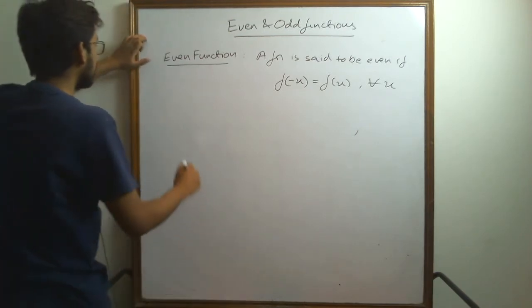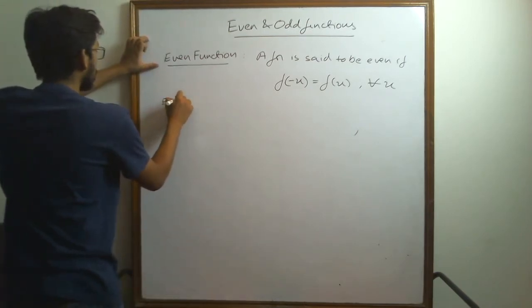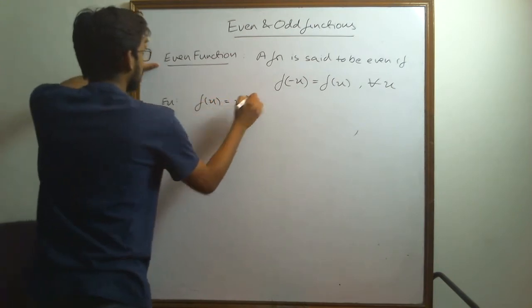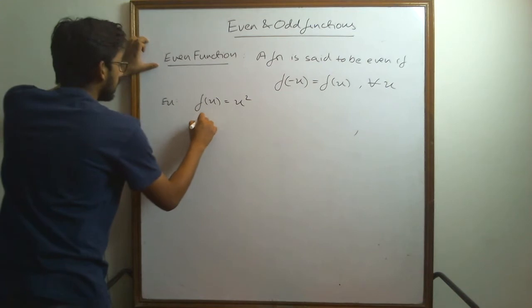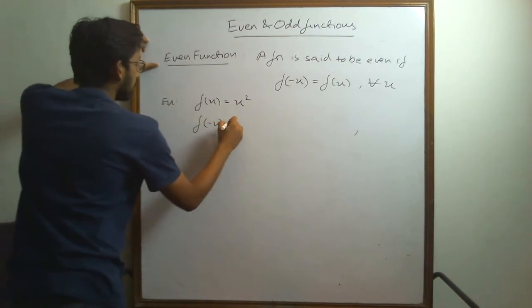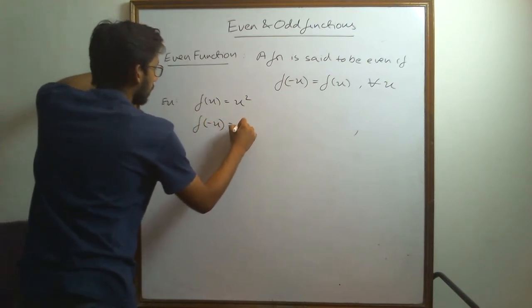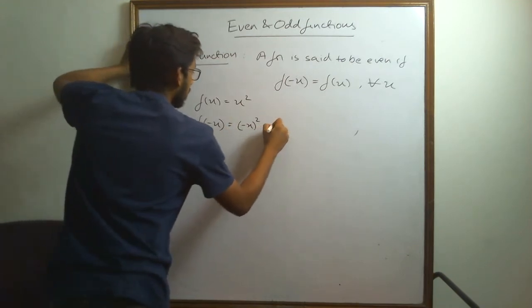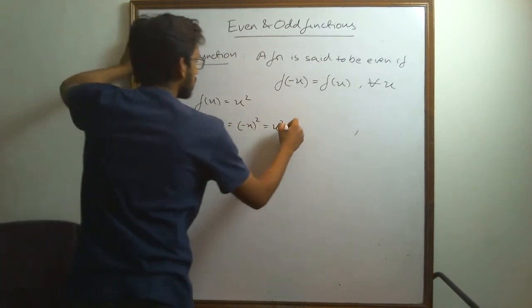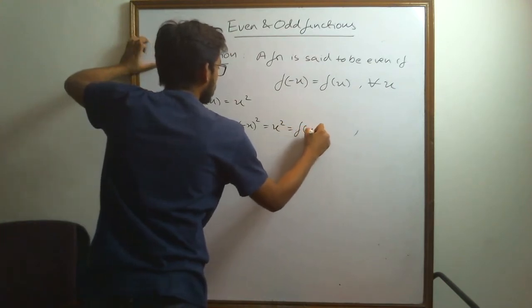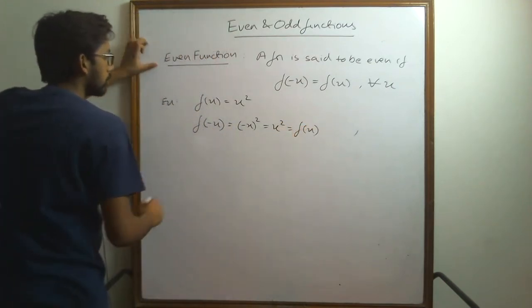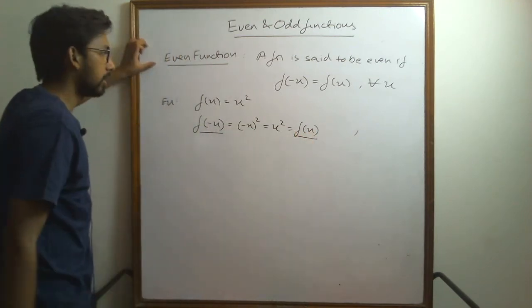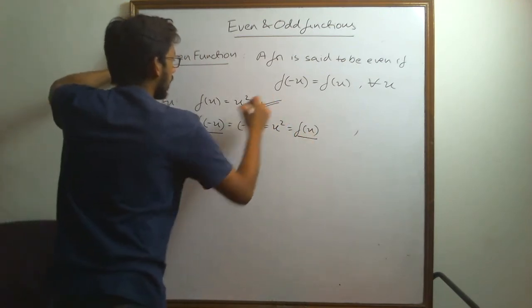Let's suppose take an example. Say the function is f of x is equal to x square. If I write f of minus x, this is equal to minus x whole square, which is again equal to x square, which is in fact equal to f of x itself. So in this case, f of minus x is equal to f of x. That's why this is an even function.